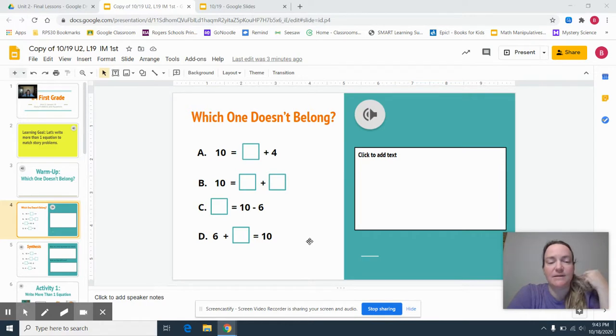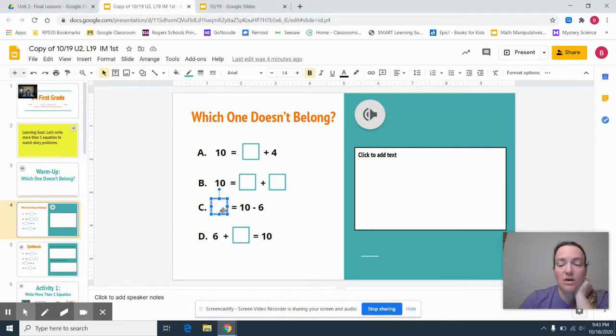Something I notice is that A, B, and D all equal 10. Do you notice that C, we don't know what that equals quite yet, but we see that we have the equation 10 minus 6. Well, if I have 10 and I take away 6, I know that I have 4 left. So here I would type the answer 4.